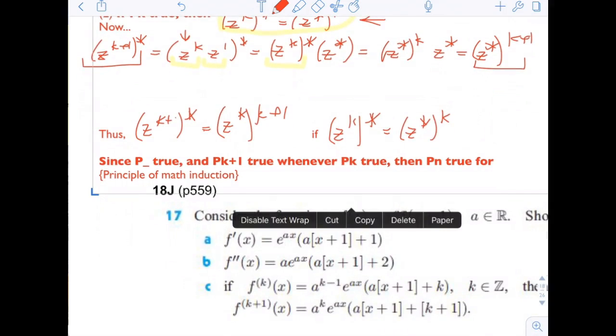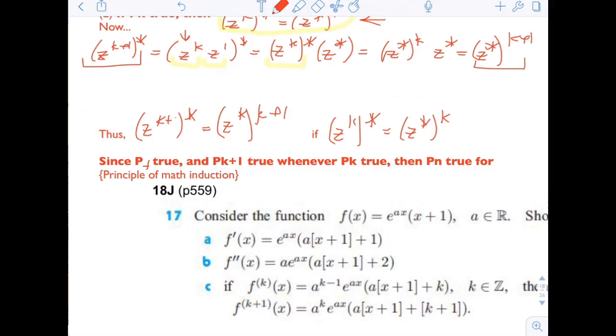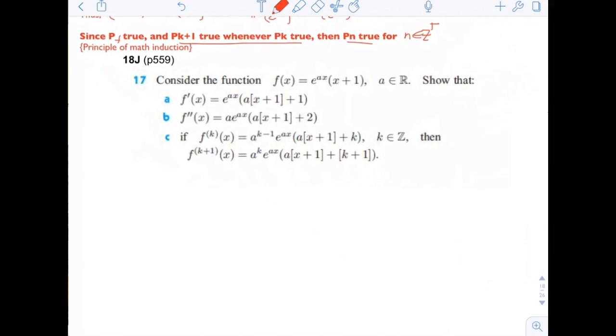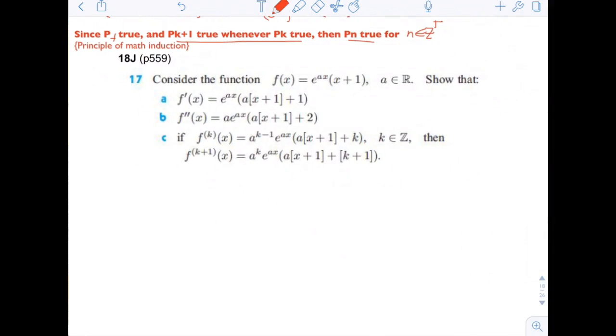Okay, so since P1 is true and P(k+1) is true whenever Pk is true, then P(n) is true for n a positive integer.